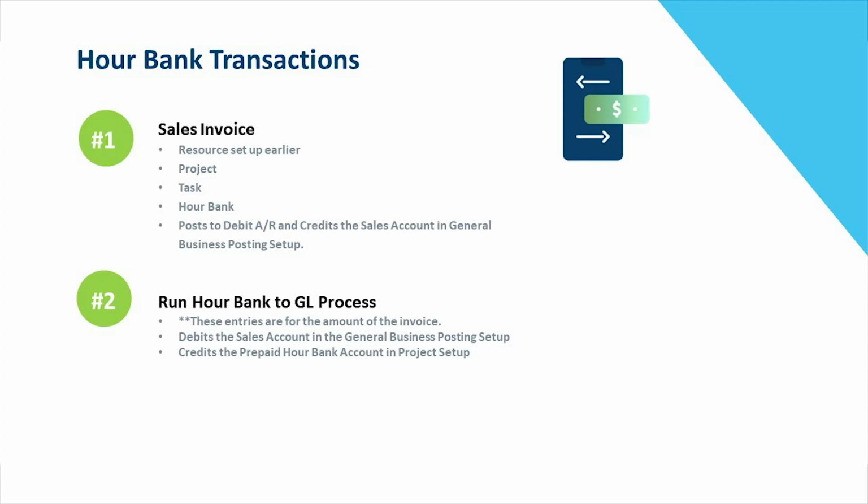There's an Hour Bank GL posting process to run. This is found in the Role Center under Actions, Processing, Billing, Hour Bank Post GL. This will reclassify the sales account created from the sales invoice posting to the Hour Bank account from the project setup. It reduces revenue and increases your prepaid Hour Bank account.